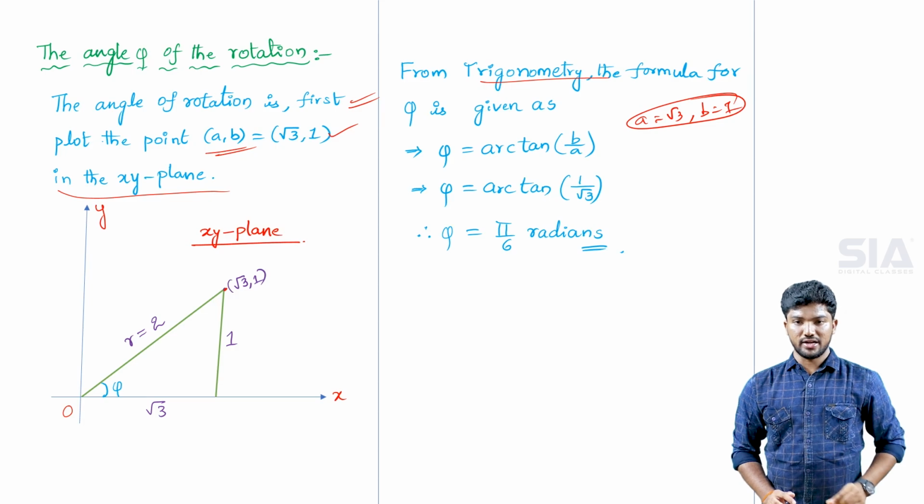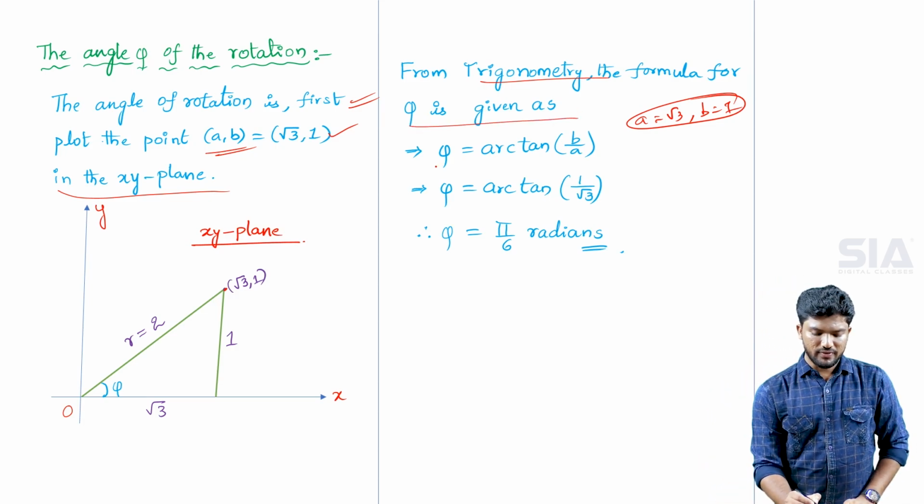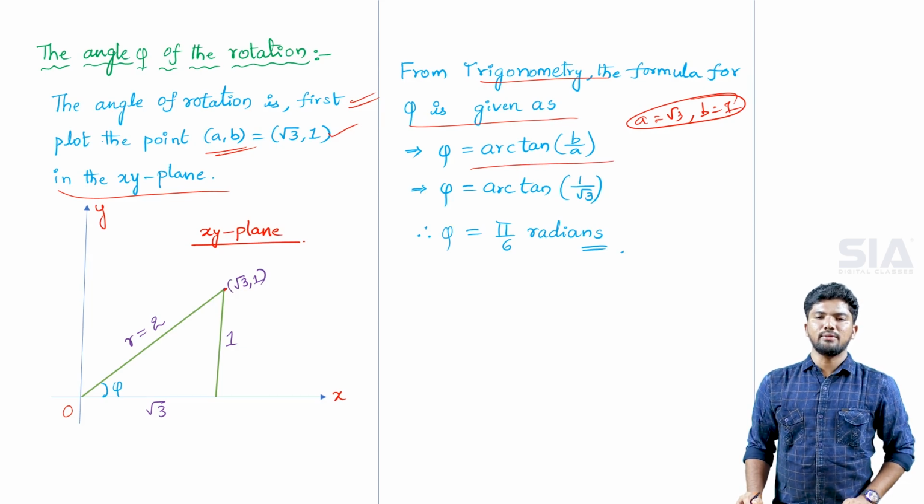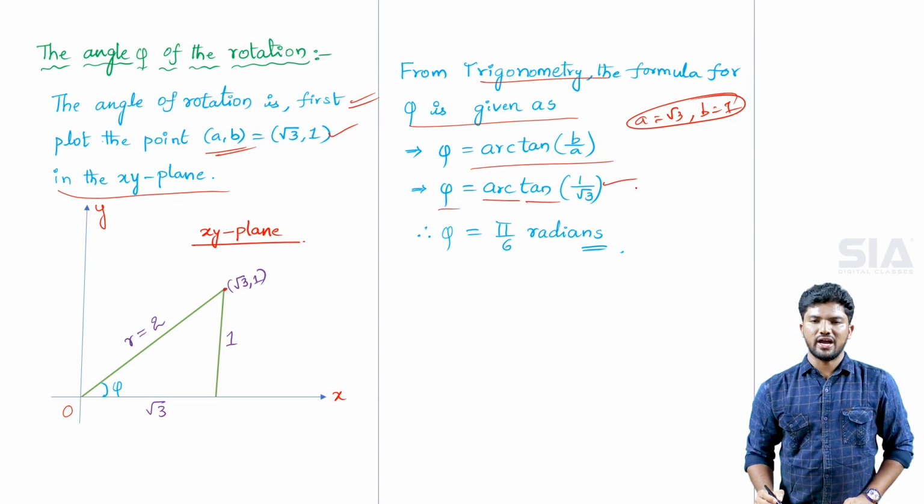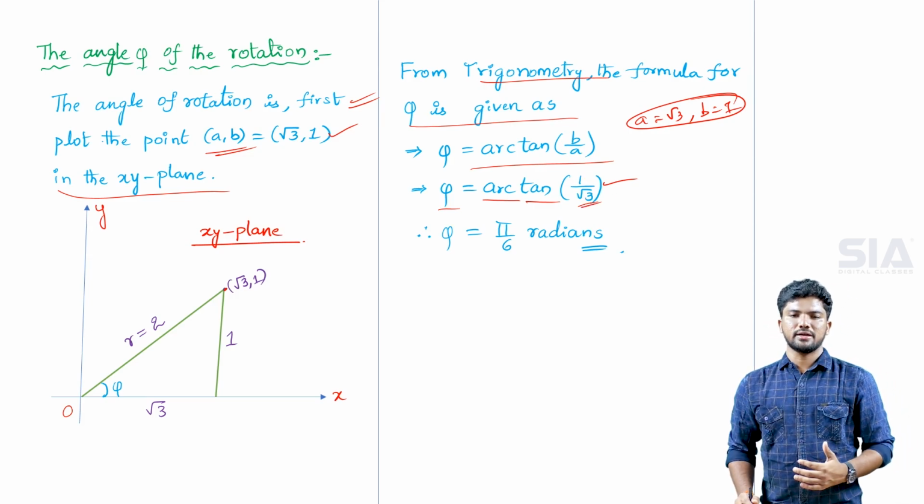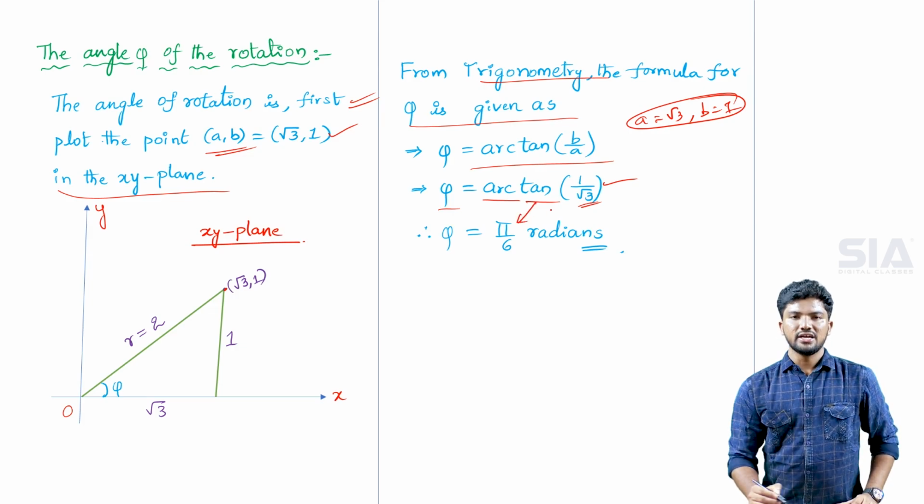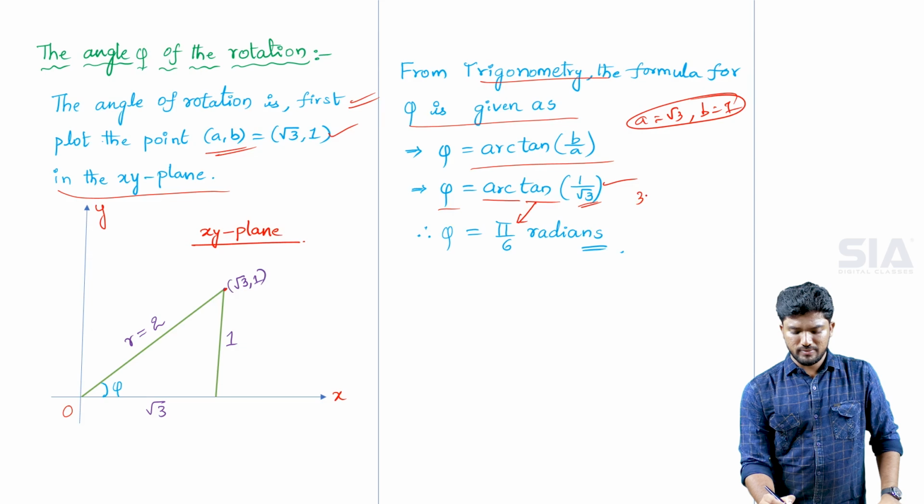From the trigonometry, the formula for the angle of rotation phi is given as phi is equal to arc tan B by A. So therefore phi is equal to arc tan. Substitute B equal to 1 and A is equal to root 3. B by A means 1 by root 3. So we need to substitute the value of theta for which tan theta is 1 by root 3. Tan 30 degrees is 1 by root 3, so therefore 30 degrees we write in radians as pi by 6 radians.